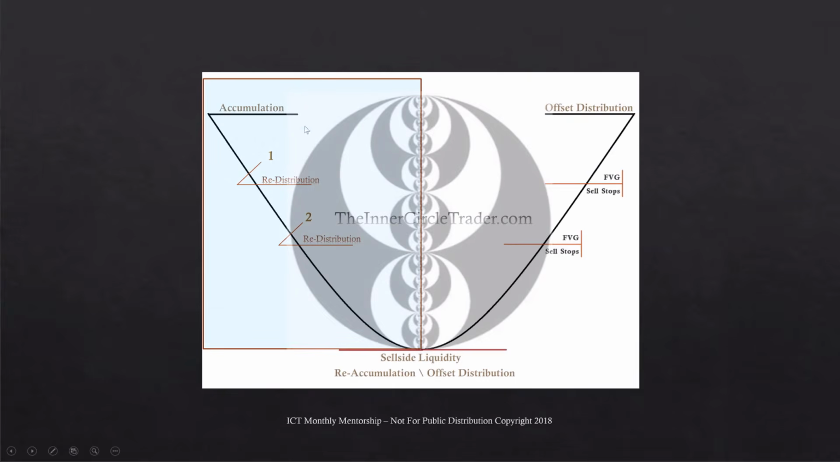So inside this shaded area, this is our range of opportunity. Accumulation, 0.1 redistribution, 0.2 redistribution, down to a sell-side liquidity pool for offset distribution. Offsetting what? The short positions that were accumulated here. And reaccumulating long positions for an intermediate-term or long-term continuation to the upside.